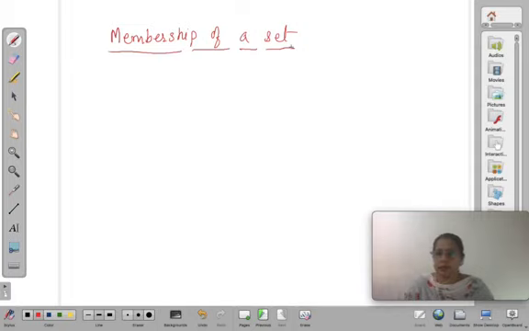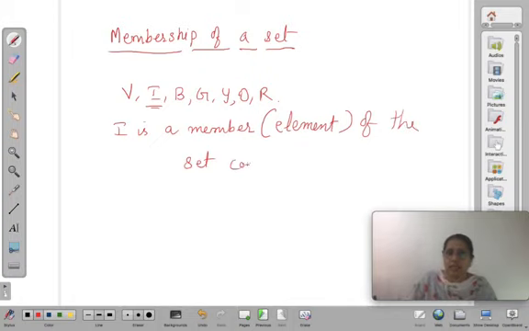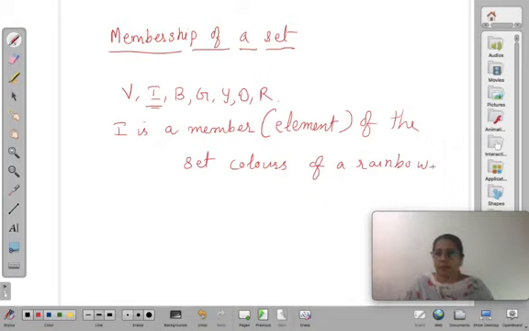Okay, if one takes membership in the science club, then the science teacher will say he is a member of our club. If one takes membership in the math club, they will say he is a member of our math group. In the same way, we know the colors of the rainbow are VIBGYOR, so you can say I is a member, or another name is element, of the set of colors of a rainbow. So I is a member of, or element of, the set of colors of a rainbow.